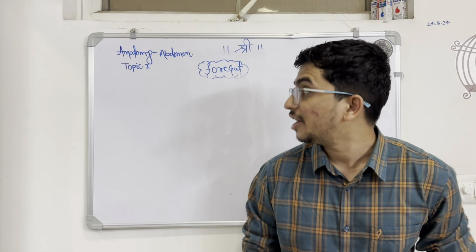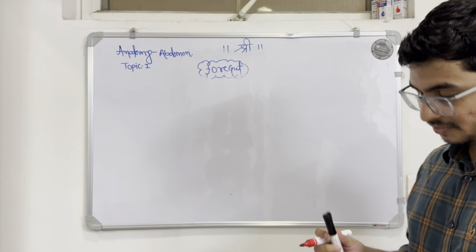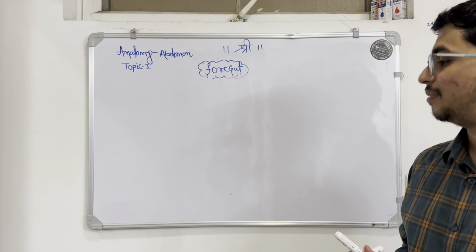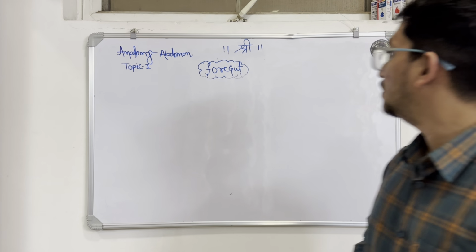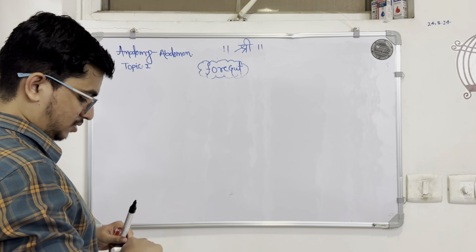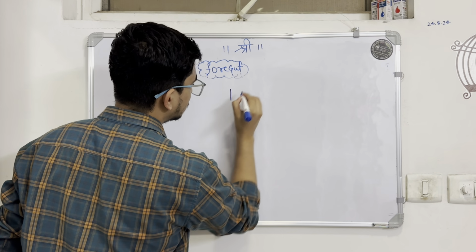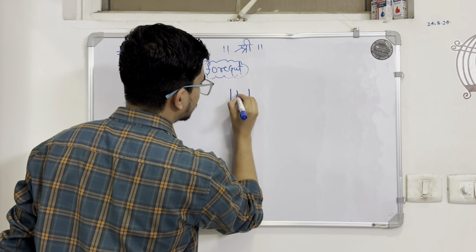Let's continue our anatomy series, anatomy of abdomen. In the previous video we saw the basics of embryology of abdomen. Now continue with the foregut. I am drawing here a tube. This is a foregut.